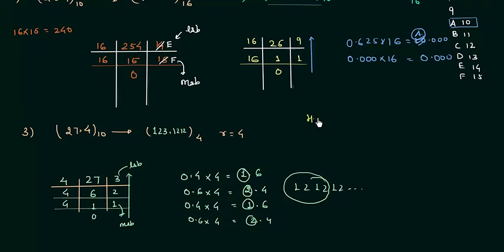Now we will move to the homework problem. The decimal number is 25.625. This is in decimal, and you have to find the equivalent when the base is 4. This is the homework problem.